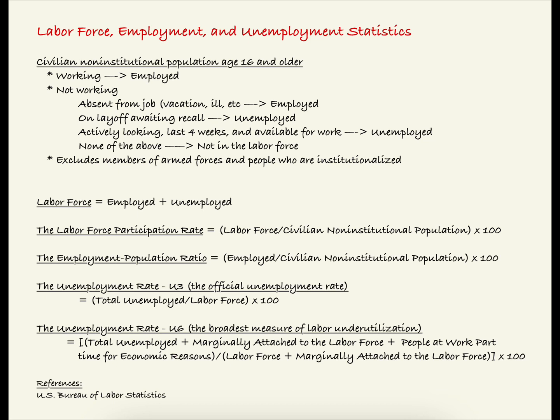And finally, the U6 unemployment rate, which is the broadest measure of labor underutilization. This can be found by adding the total unemployed and marginally attached to the labor force and people at work part-time for economic reasons, and dividing that by the labor force and those marginally attached to the labor force, altogether multiplied by 100. Note that the labor force participation rate, the employment population ratio, the U3 unemployment rate, and U6 unemployment rate are all reported as percentages.